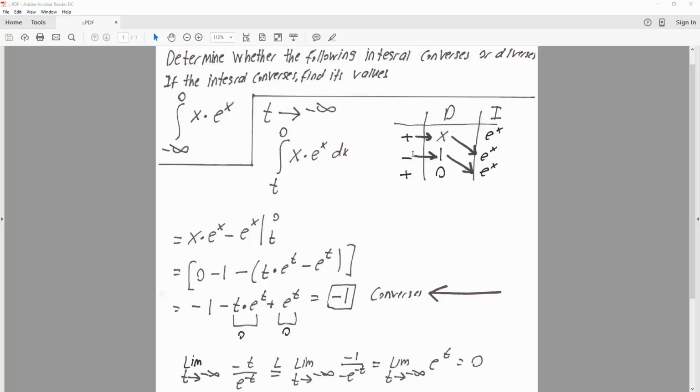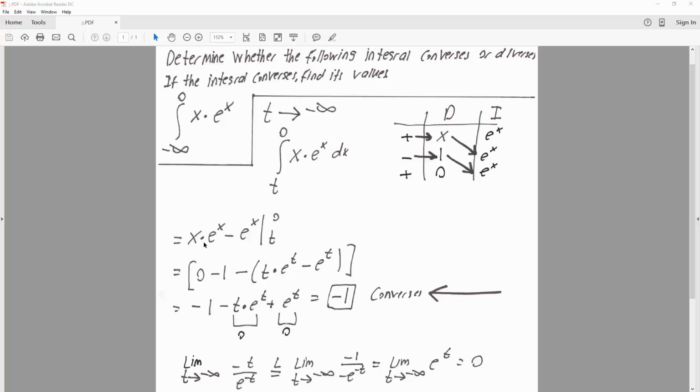Tabular method alternates between positive, negative. So we'll have it in this form. And now we simply multiply. So we have positive x times e raised to the x, negative 1 times e raised to the x. So we'll get this as our antiderivative of this. So now we simply plug in our values. So we have 0 and t.